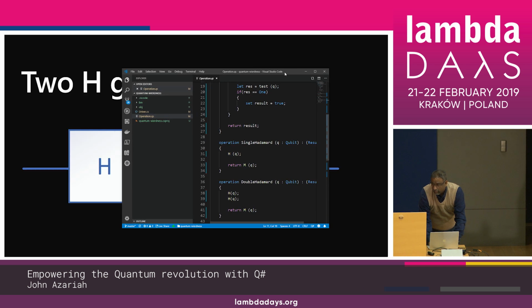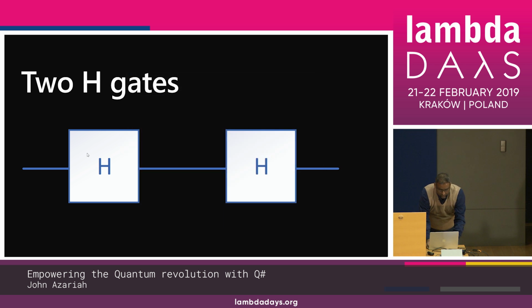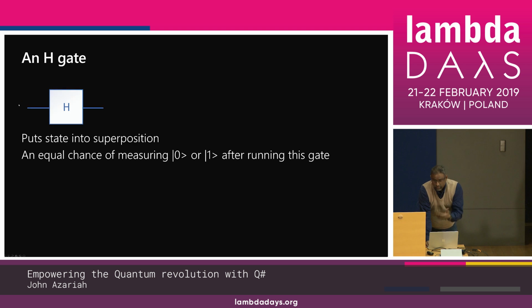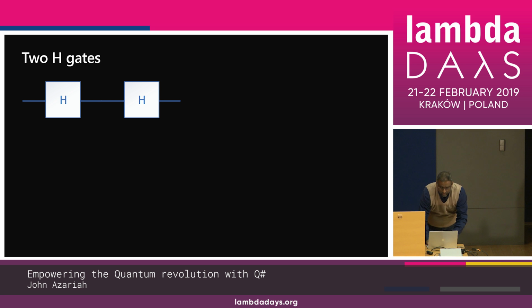So let's see. The first one, as I showed you, just puts it into superposition. The second one has two Hadamards one after another. What do you think happens when I put in a state? What do I get out at the other end?